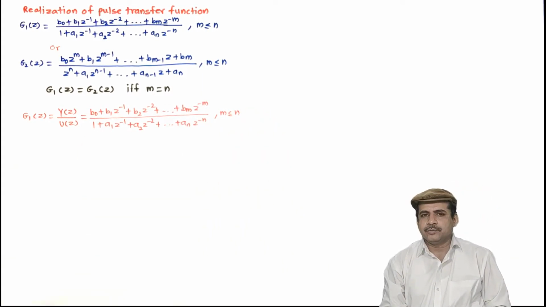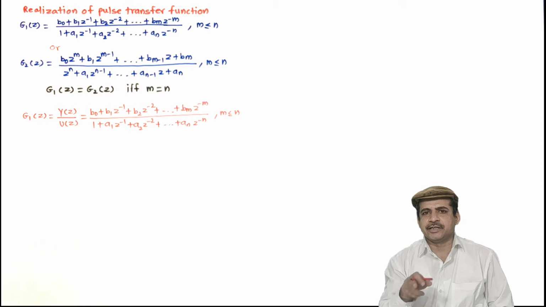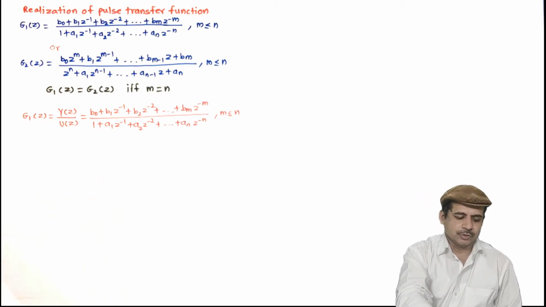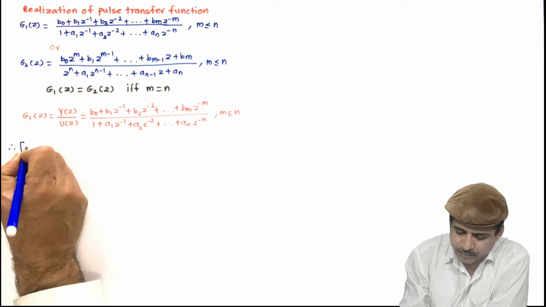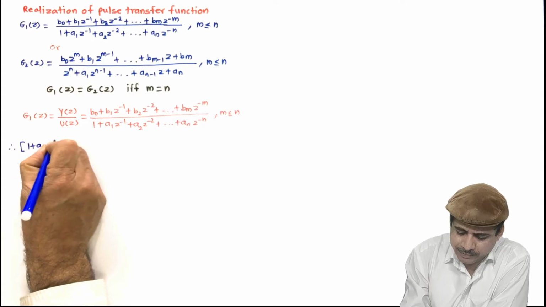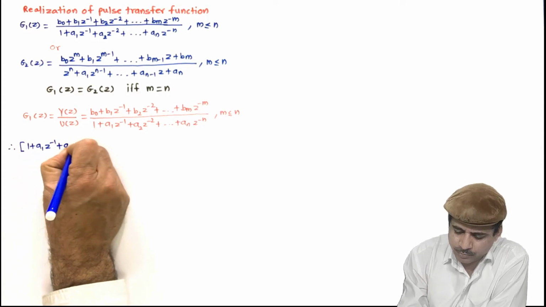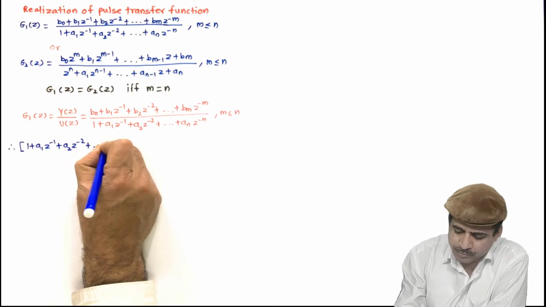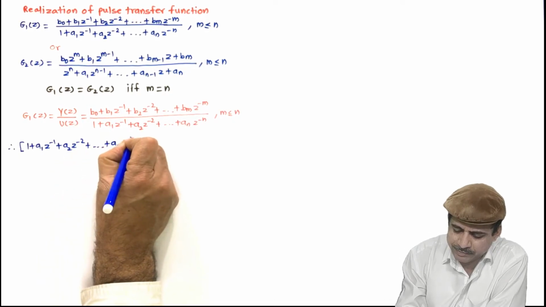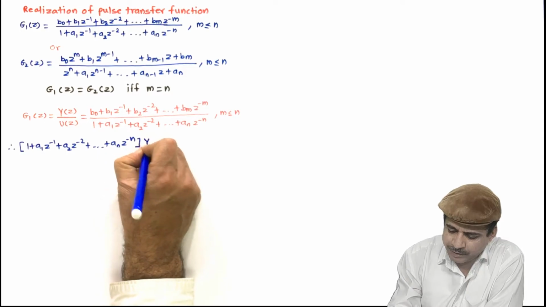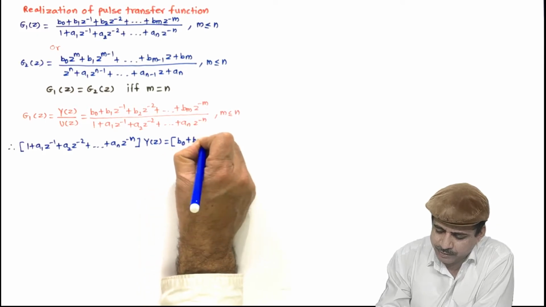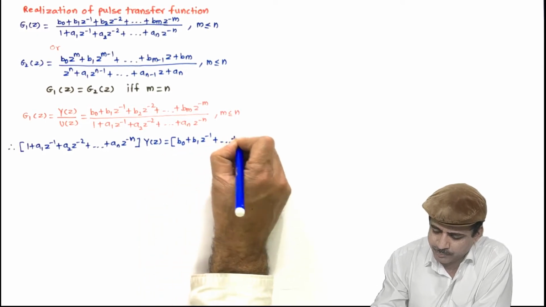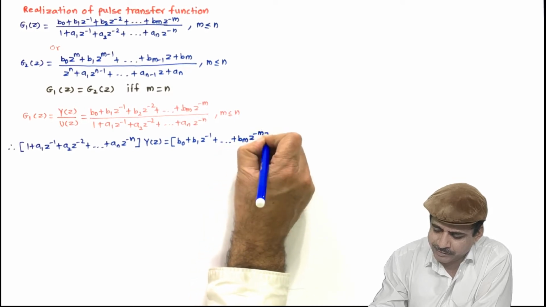And now what we will do, by taking inverse Z transform of this, we will obtain the difference equation relating input and output. So by cross multiplication I get 1 plus A1 z raised to minus 1 plus A2 z raised to minus 2 plus An z raised to minus n into y of z is equal to B0 plus B1 z raised to minus 1 so on up to Bm z raised to minus m u of z.